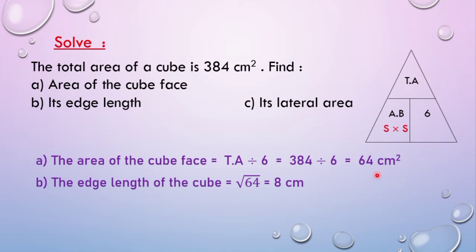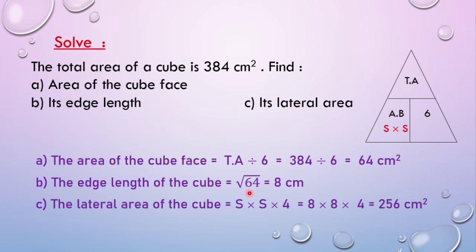Letter B, to get the edge length from the area, I will take the square root of the area of base. So the square root of 64 equals 8 centimeters. To get the lateral area, I will do what? Side times 4. It means 8 times 8 times 4, which is equal to 256 centimeters square.